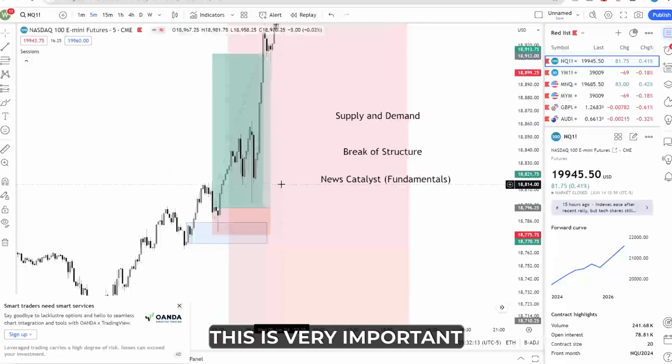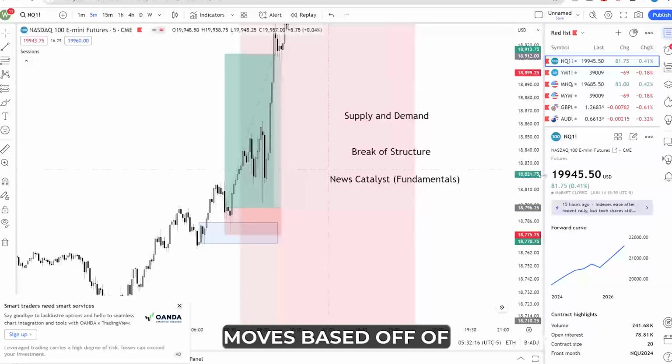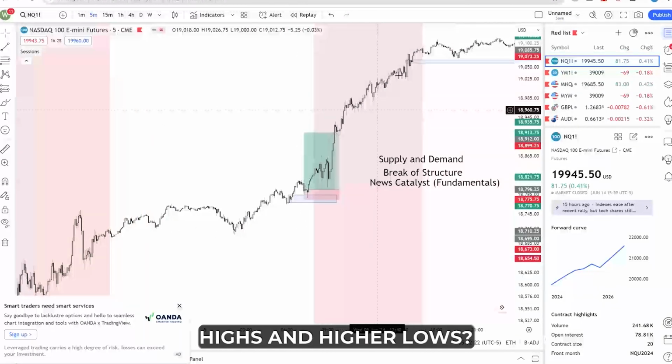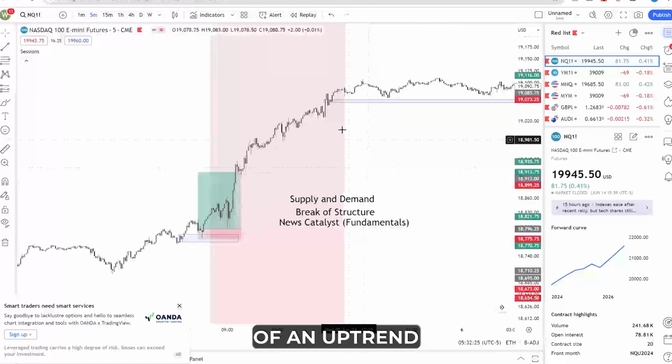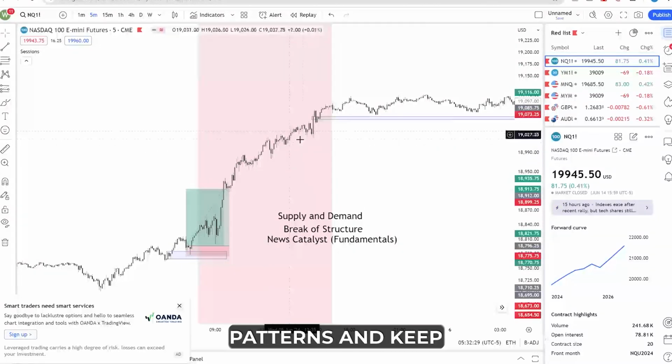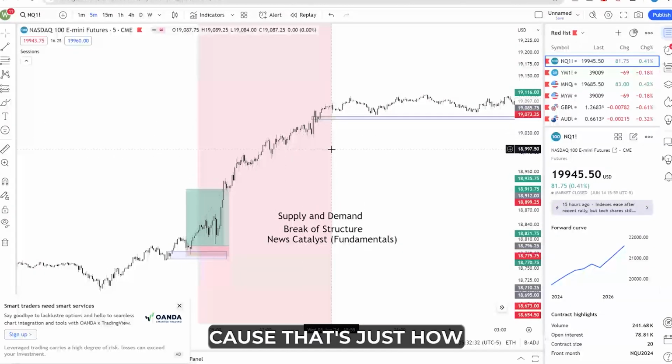This is very important because the market moves based off of structure most of the time. See how it makes higher highs and higher lows? When the market is inside of an uptrend, most of the time it's going to follow these patterns and keep structure, because that's just how the market moves.